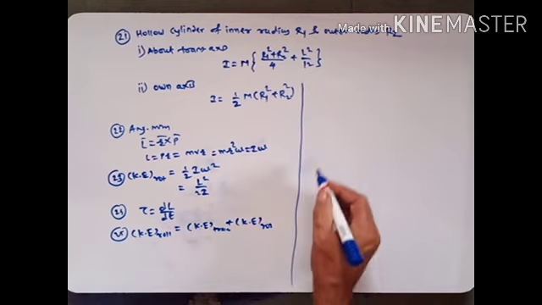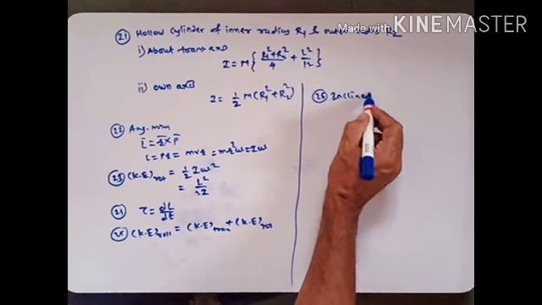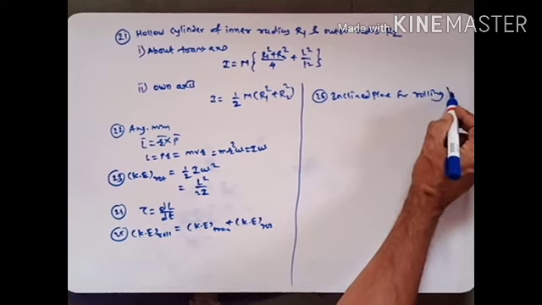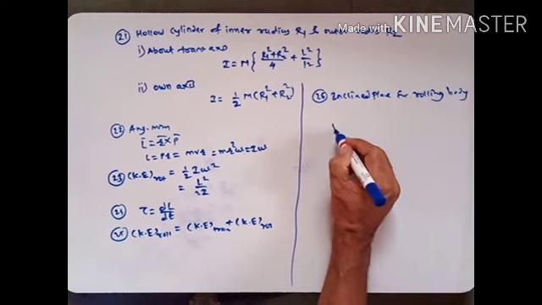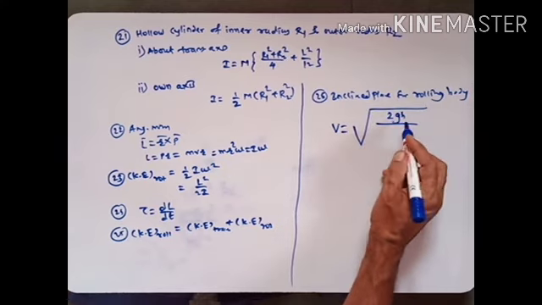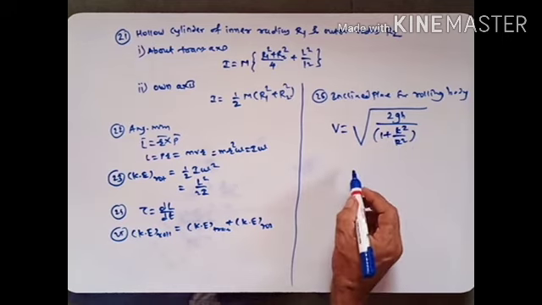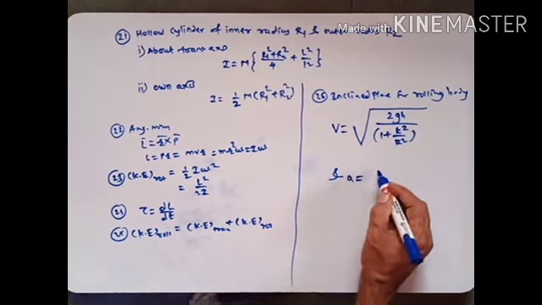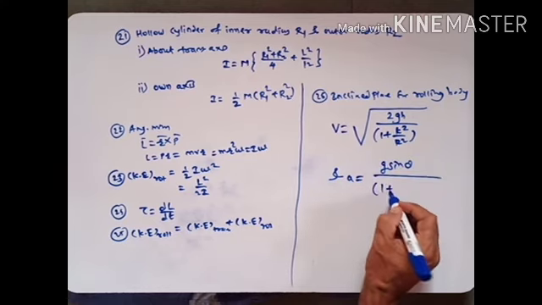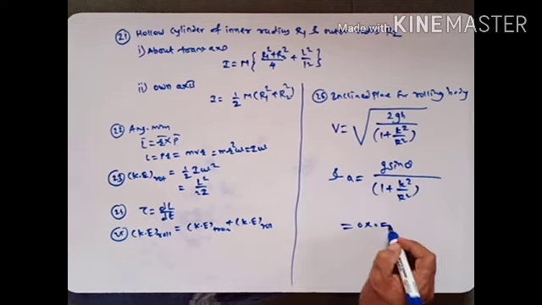Now, for inclined plane, for rolling body, V equal to square root of 2gh upon 1 plus k square upon r square, and acceleration a is equal to g sin theta upon 1 plus k square upon r square. This is all about rotational dynamics.